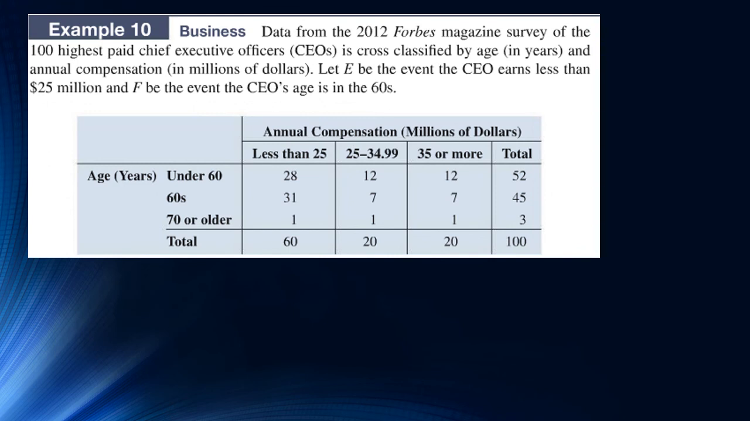Let's look at another one. When we do a survey, we can also use the same kind of probability. Data from the 2012 Forbes magazine survey of the 100 highest paid chief executive officers is cross-classified by age and annual compensation in millions of dollars. Let E be the event the CEO earns less than $25 million, and F be the event that the CEO's age is in the 60s. Okay, so you can see how much they're making here: less than 25, 25 to 35, basically 35 or more, and under 60, in their 60s, or 70 and older.